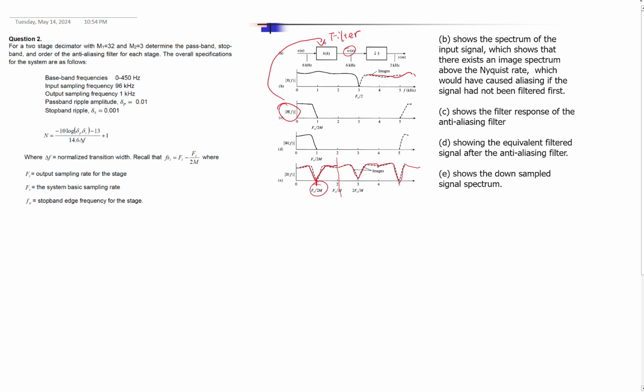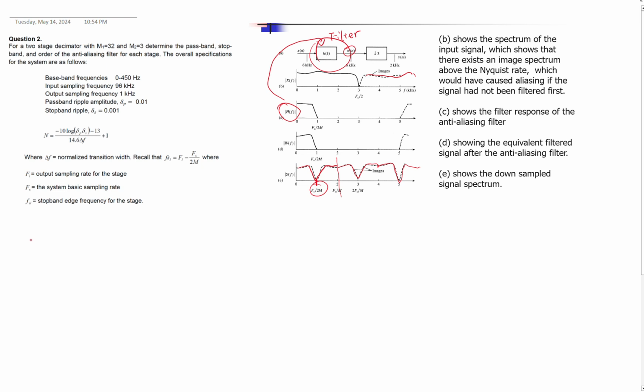That gives you enough motivation. You need an anti-aliasing filter so that you can safely downsample to avoid the aliasing problem. Now that we know that, let's look at this problem: how to design those filters. In this case, we need a 2-stage decimator. We're going to downsample 2 times, and determine the passband, stopband, and order of the anti-aliasing filter of each stage.